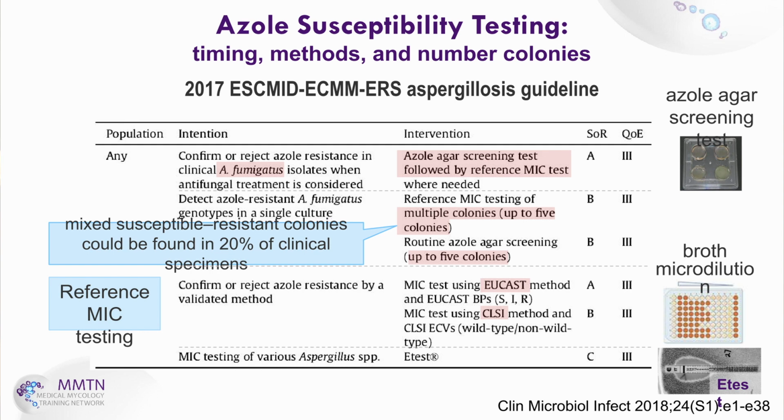For reference MIC testing, we can use the EUCAST method or the CLSI method. The EUCAST method is strongly recommended, grade A recommendation. It provides clinical breakpoints to define susceptible and resistant isolates. The CLSI method is moderately recommended. It provides epidemiological value to define wild-type and non-wild-type isolates. And the E-test method can also be used for MIC testing. It is marginally recommended for MIC testing of various Aspergillus species.